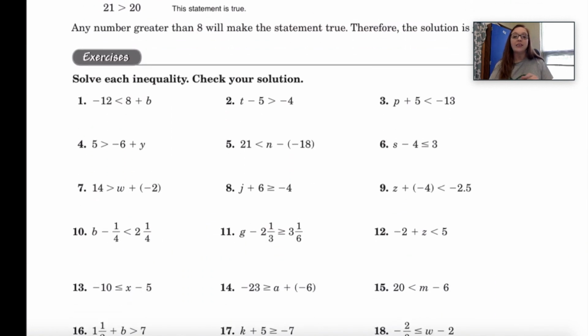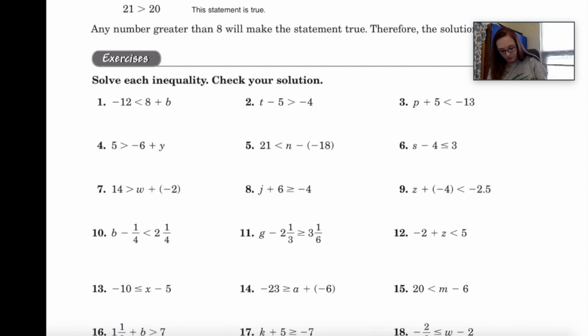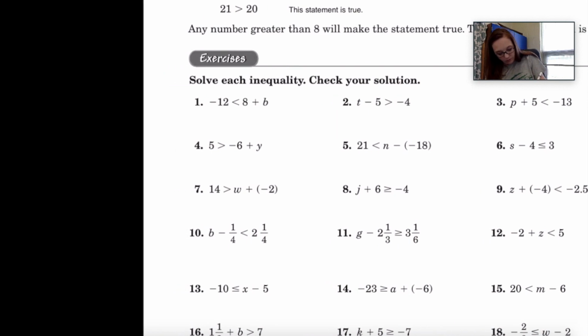For today's lesson, you will want to work out your problems on a piece of paper. You may also choose to have a calculator. So go ahead and write down problem number 1 now. So that's negative 12 is less than 8 plus b.